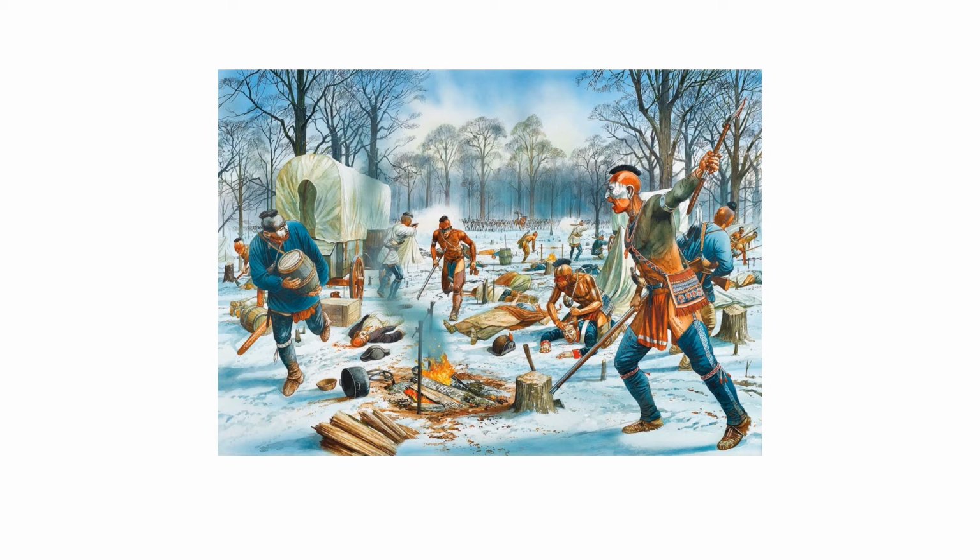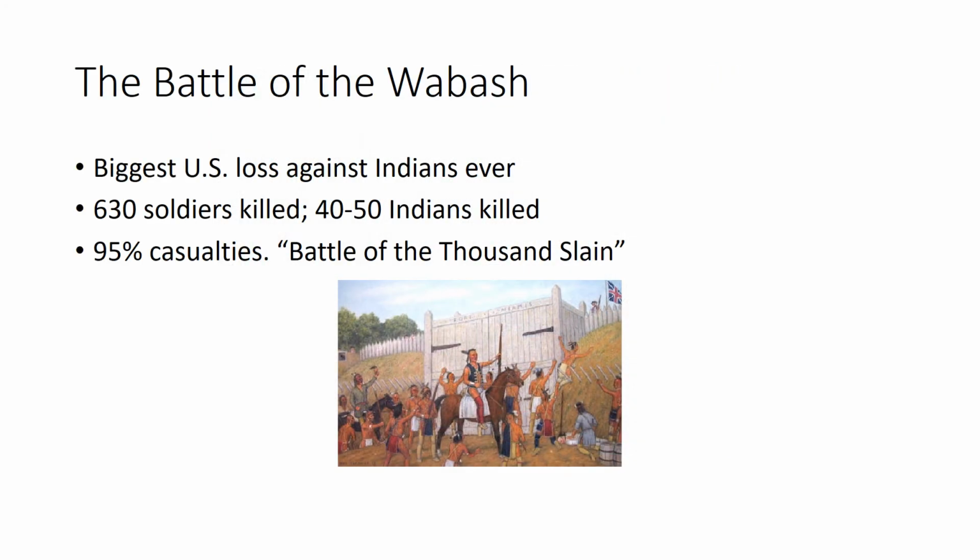Now, casualty rates, you've heard about casualties. Casualties doesn't mean the number of people killed. It means the total number of people killed, plus people wounded, plus people missing. So out of roughly 1,000 soldiers, 950 of them were casualties. The Indians call this the Battle of the 1,000 Slain. They didn't quite slay 1,000, but they came pretty close, and they incapacitated, certainly, 95% of 1,000 people.